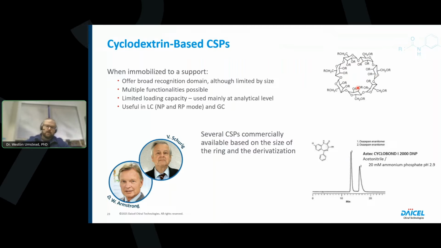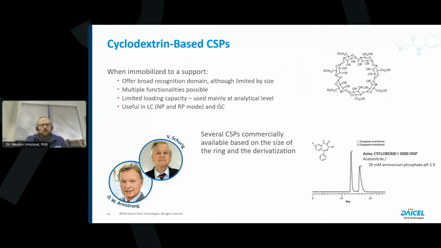So if you've got a really big chiral molecule that doesn't fit into that inclusion mechanism, then they might not work so well. There are multiple functionalities available. If you notice on the outside of this cyclodextrin here, there are a lot of R groups, so we can modify those R groups and put a lot of different pendants on there. Because it's an inclusion mechanism, they do suffer from loading issues, so it's mainly an analytical tool, but they are useful in a very wide range of mobile phases as well, including GC.